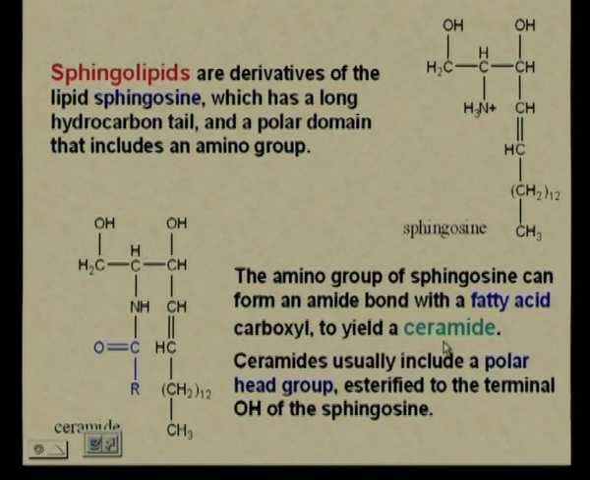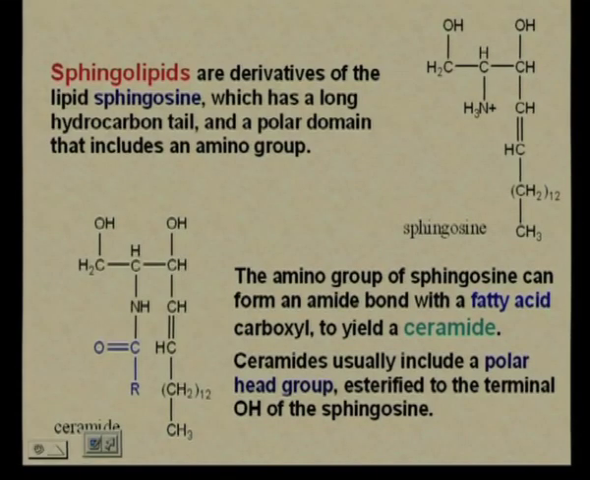Have you heard the word ceramide before? They sell you shampoos with ceramide in it. If you look at the advertisements of shampoos, they will tell you that ceramides are present in it. Okay? This is what a ceramide is.